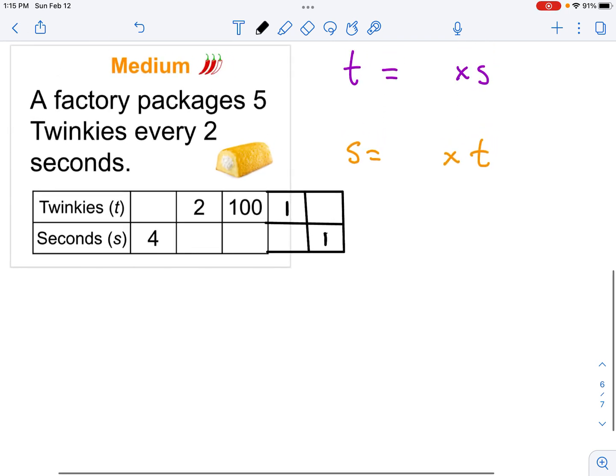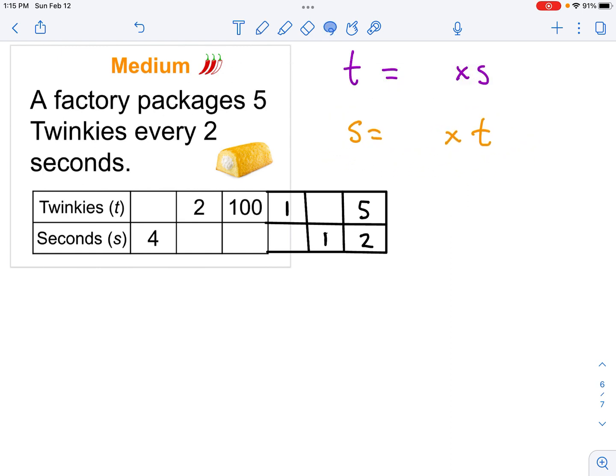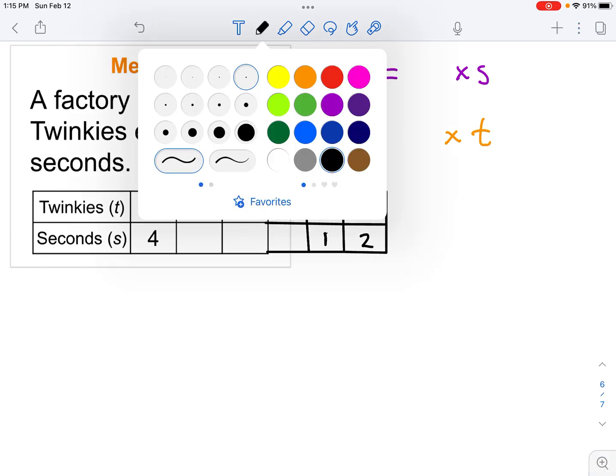Now we did not start with any known values in the table. So I'm going to add one more column here. And I'm going to put 5 Twinkies in 2 seconds. Let me move this up a little bit. 5 Twinkies in 2 seconds, because that's what they tell me in the story. Now I can use that to find the missing values. Let me color code it.